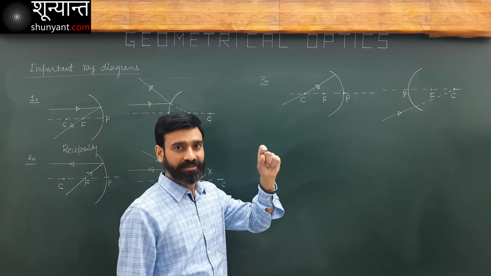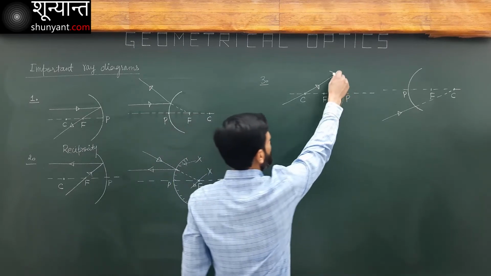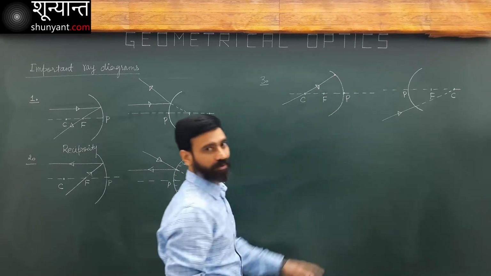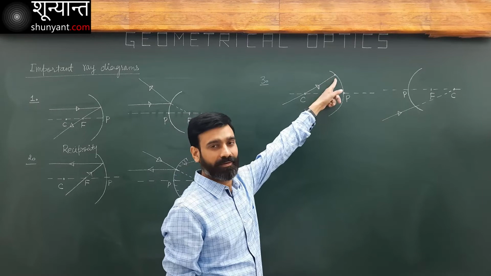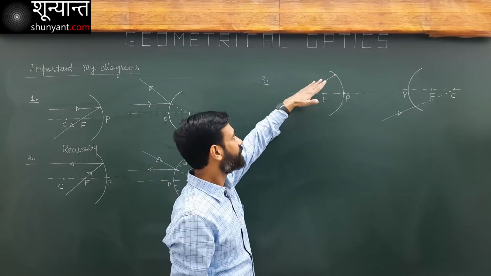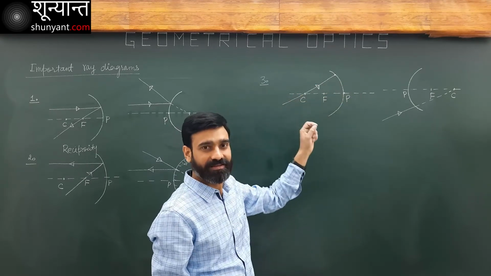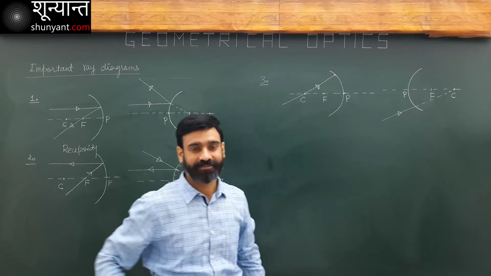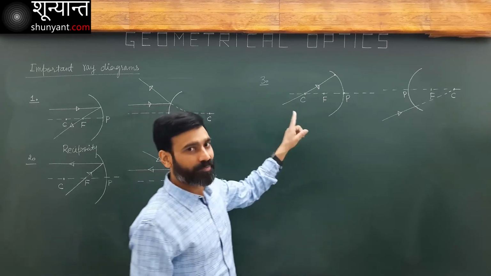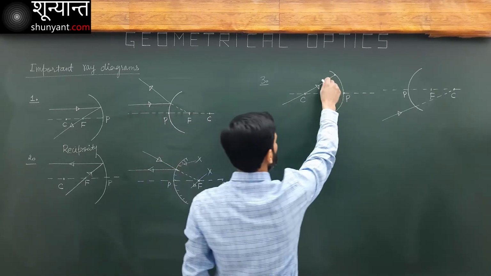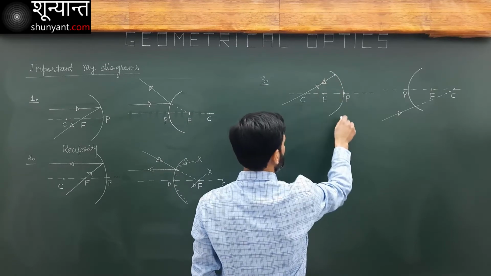What will happen after reflection? Now, when I draw the normal here, it will be along this reflected light. That means this is a normal incidence. The light ray will retrace itself.